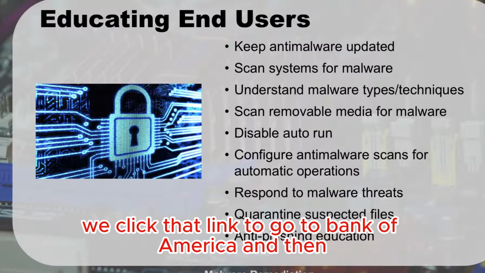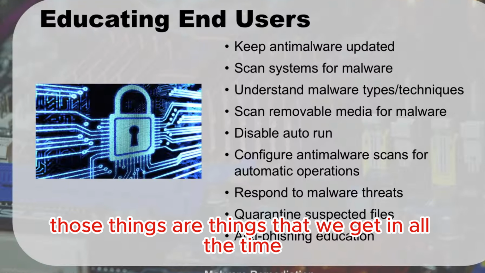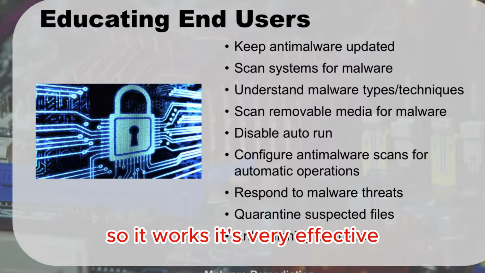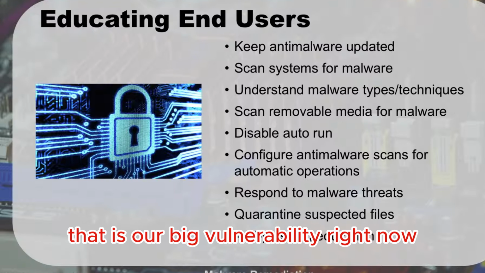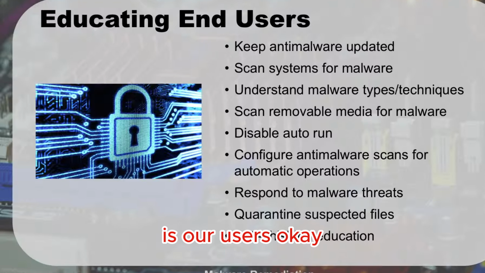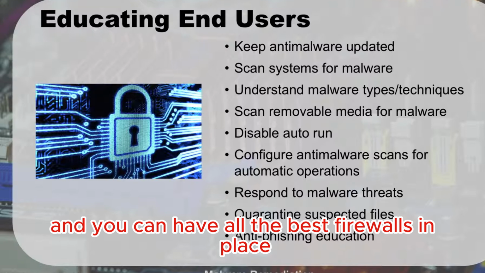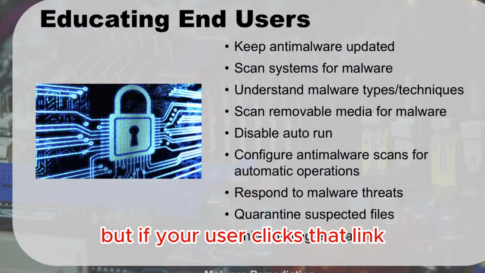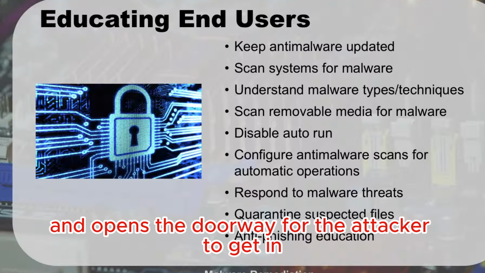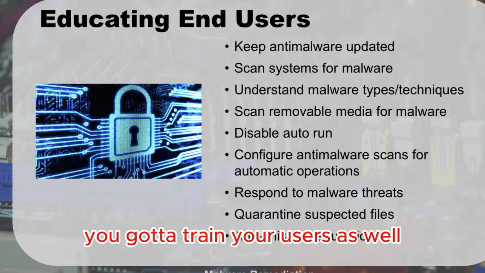Those phishing emails where you click that link to go back to America, and then, thinking it's your bank website, and it wasn't. Those things are things that we get in all the time. So it works. It's very effective. And so you gotta train your users against this. The number one thing in cybersecurity that is our big vulnerability right now is our users, okay? Because you gotta think every computer's on the network. You can have all the best firewalls in place. You can have all the best antivirus in place. But if your user clicks that link, it opens the doorway for the attacker to get in. There's nothing that your technical solutions are going to stop it, okay? You got to train your users as well.